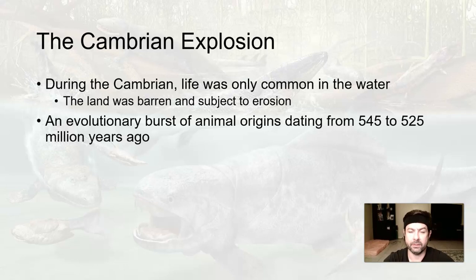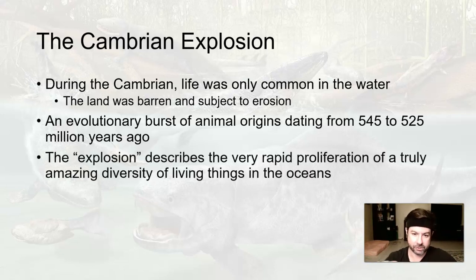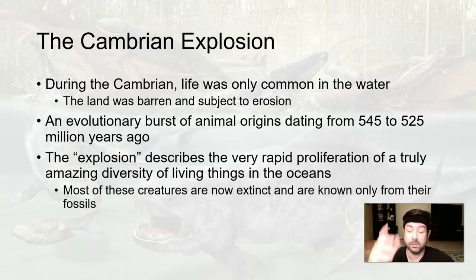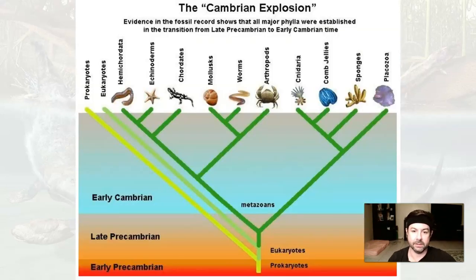But again, there was this thing called the Cambrian Explosion, an evolutionary blast of animal origins kind of at the start of the Cambrian to about 525 million years ago. So in a 20 million year period, it's a long time, you get this rapid explosion of life, this diversification, this proliferation, if you will, of diversity of living things in the ocean, both plant and animals. Most of these creatures are now extinct, and we only know them for their fossils. Things eventually evolve, but most of these creatures are extinct.